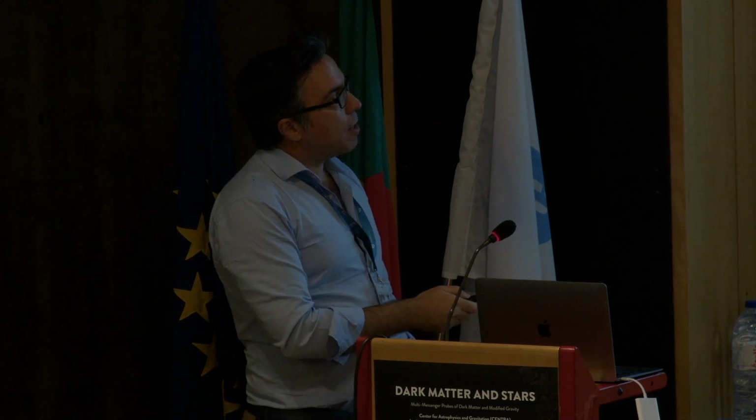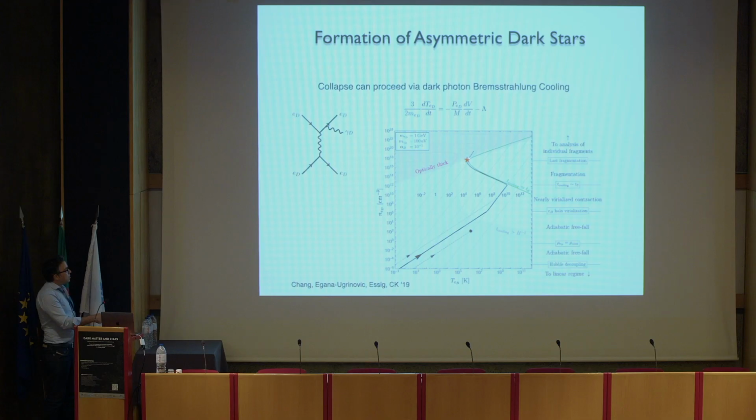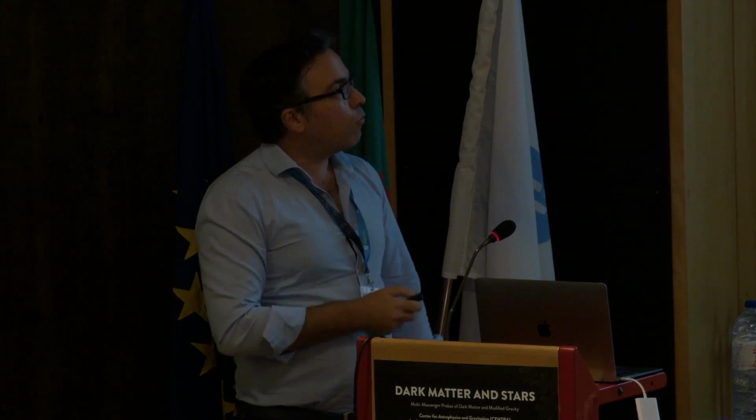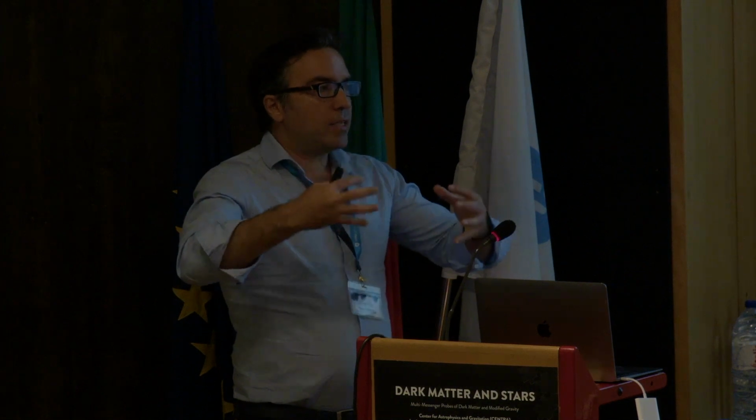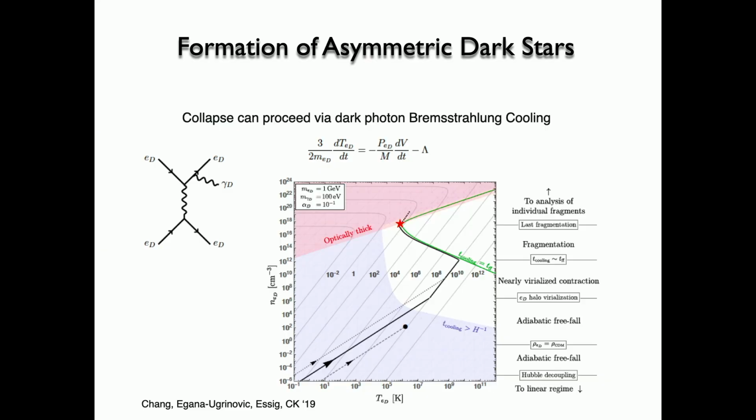So when does this fragmentation stop? It stops, let's say, here. And here means that one of three things could happen. One is that this collapsing cloud becomes optically thick, which means that the dark photon cannot escape, and therefore it cannot cool further, because if it gets stuck inside, it's going to create some pressure and stabilize the object against further collapse. The second case is if you reach the degeneracy limit, if these fermions become degenerate and you cannot press them further. Or if you have some Yukawa interactions, these Yukawa interactions basically forbid you to collapse further.